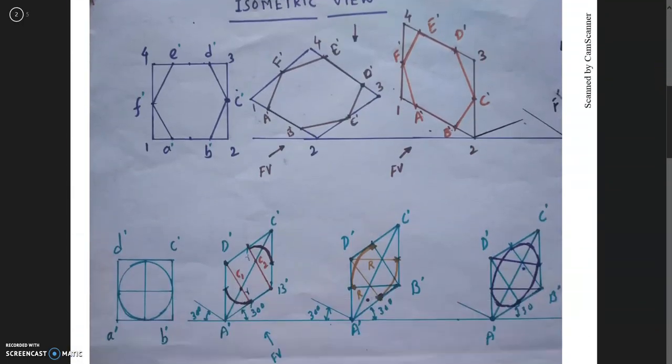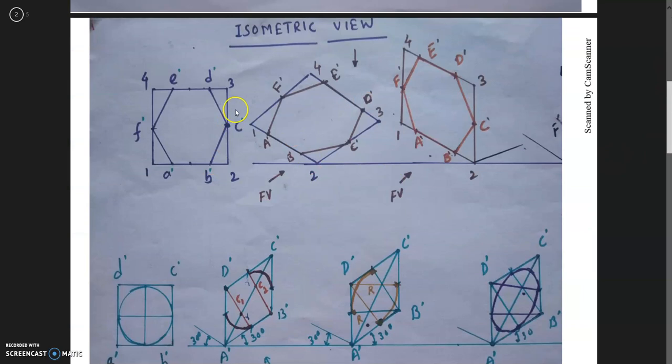Next, this is a hexagon. You can observe here. I have inscribed this hexagon in the square. This is a very simple method. Okay, so there are 6 faces. Angle between these two lines is actually 120. So it is very important.